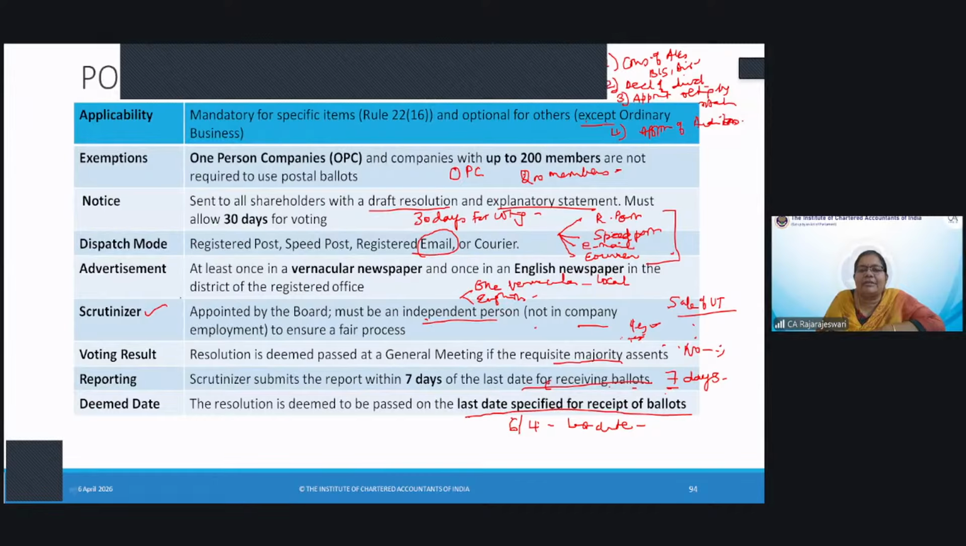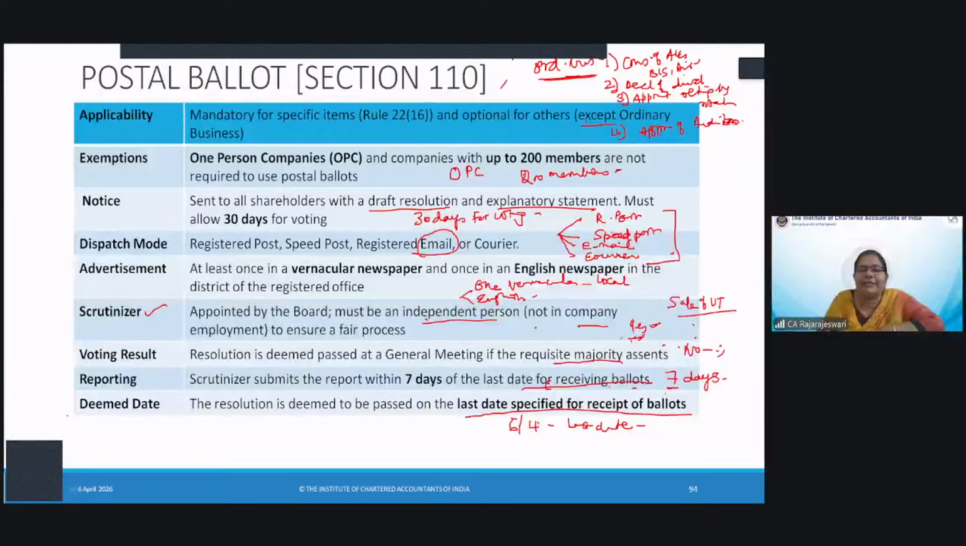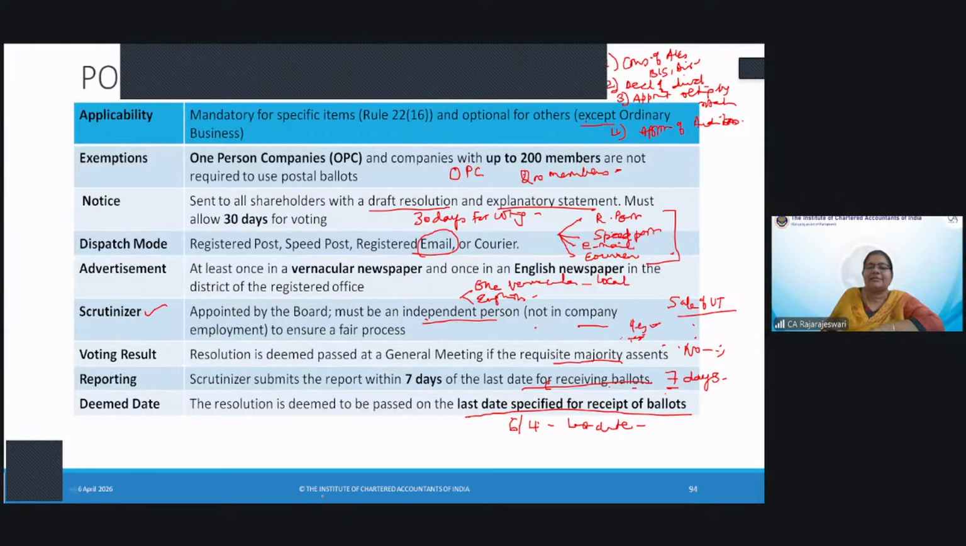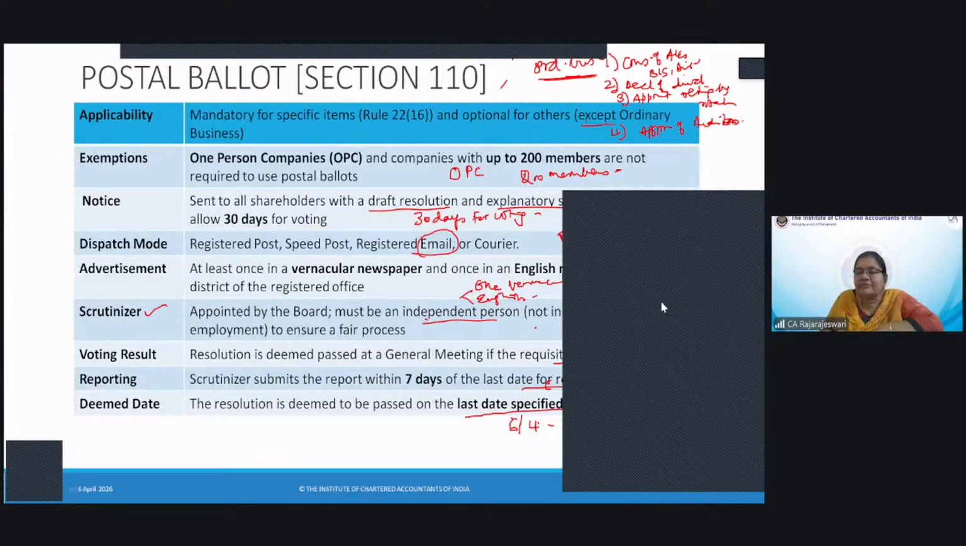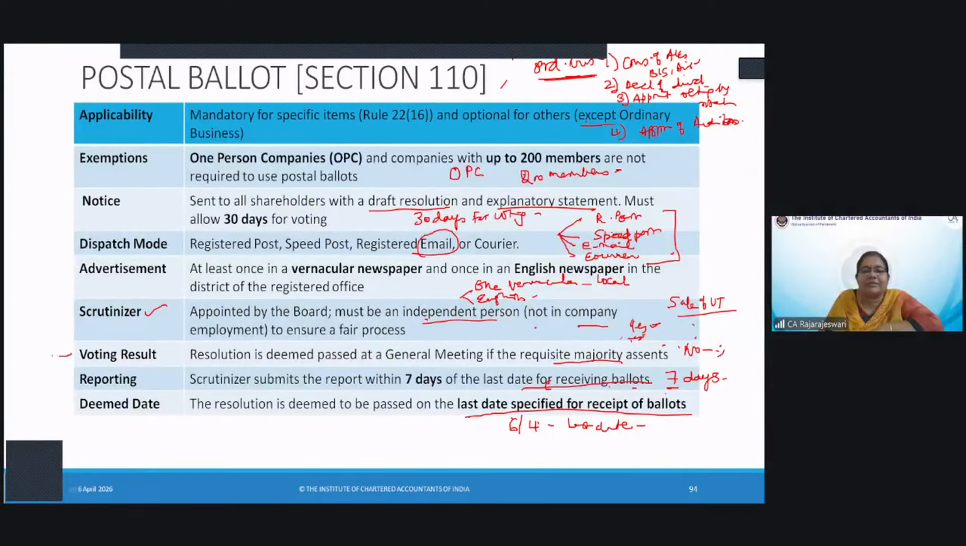See, sent to all shareholders. Resolution, voting result: a resolution is deemed passed at a general meeting if the requisite majority assents. See the voting result. See here the voting result. They have specified that a resolution is deemed passed at a general meeting if the requisite majority assents.